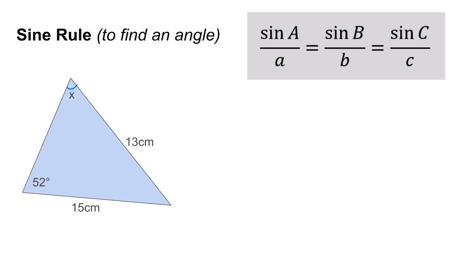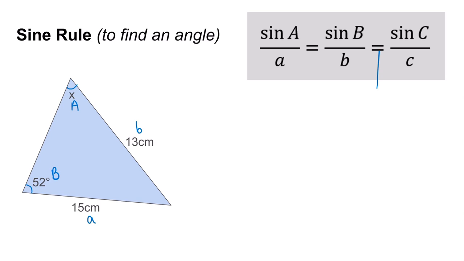X, I'll give that the letter A, but a capital because it is the angle. And then opposite this, that side is going to be little a. And then the other angle that I know is here, 52 degrees. I'll give that capital B, and across from that, little b for the side length.